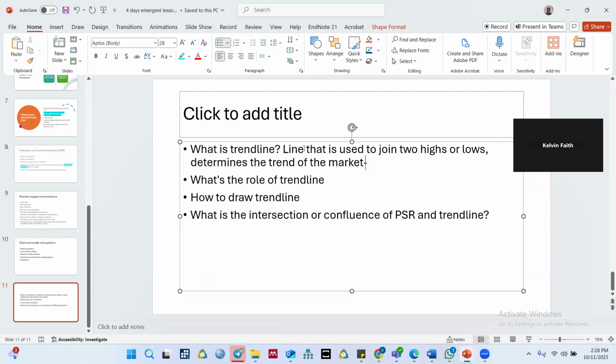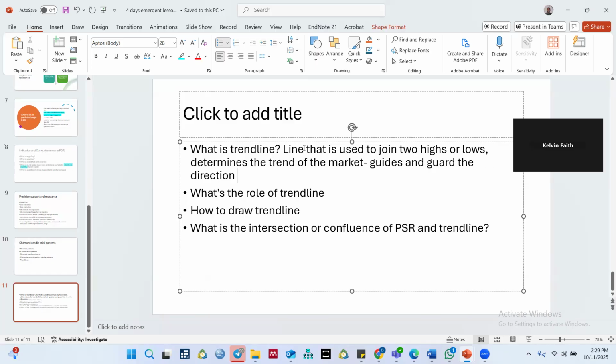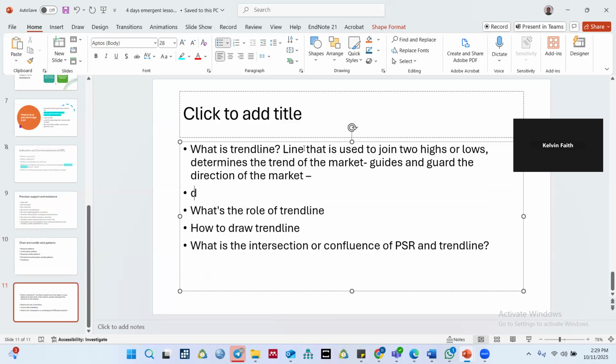So what I have come up with for trend lines is that trend lines guide and guard the direction of the market. So the main definition of a trend line is that they are diagonal support and resistance. Okay, so a trend line is diagonal support and resistance.